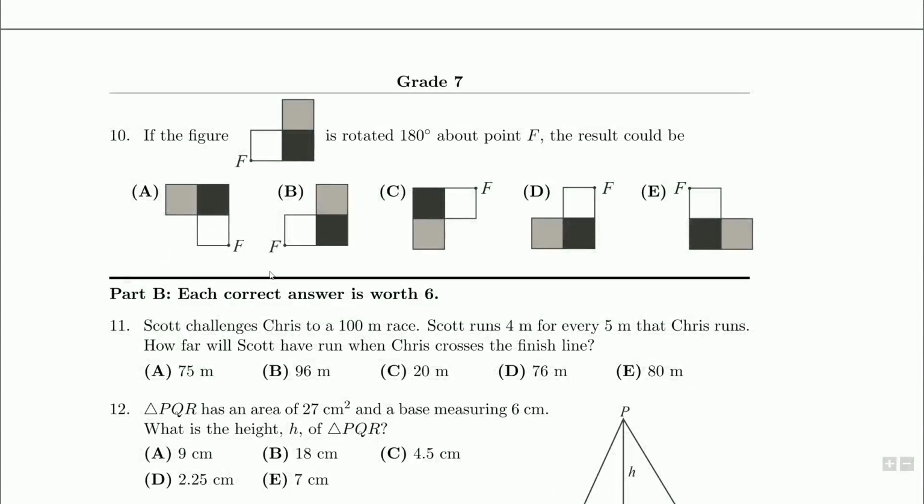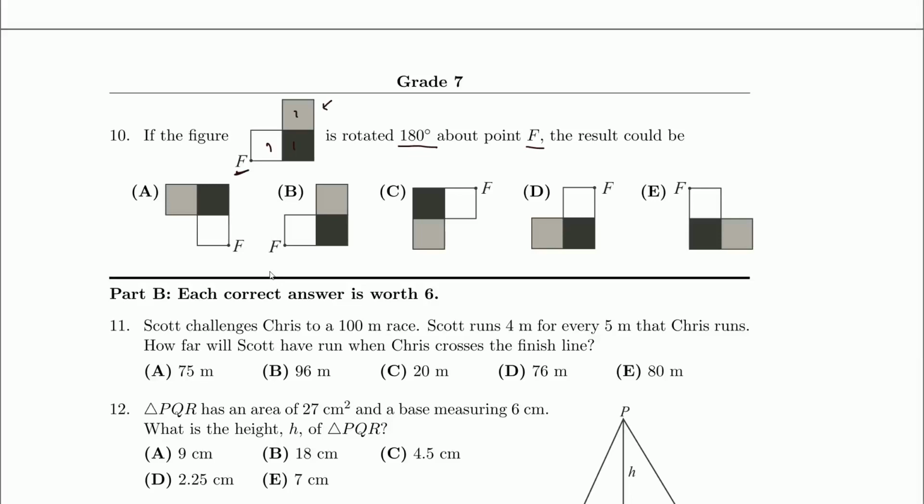We're looking at question number 10 now on our grade 7 Gauss paper. If the figure, and let's just take note, this figure has 3 squares, 1, 2, 3, and it seems to have this little letter F in the corner. One square is blank, one square is filled in completely, and the other square is filled in a little lighter. But if this figure is rotated 180 degrees about point F, the result could be, and it's very odd that they say could be. I don't see why they didn't say would be. I feel like there should be only one answer here. But we've got 5 possibilities.